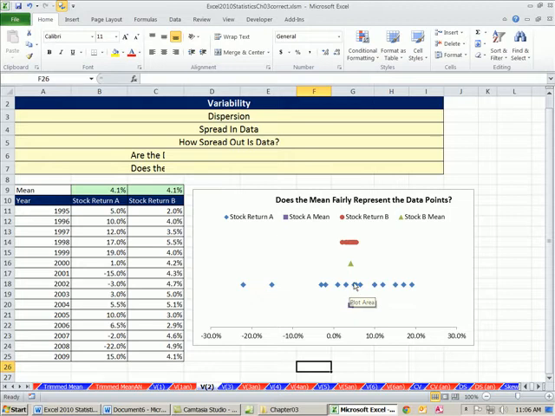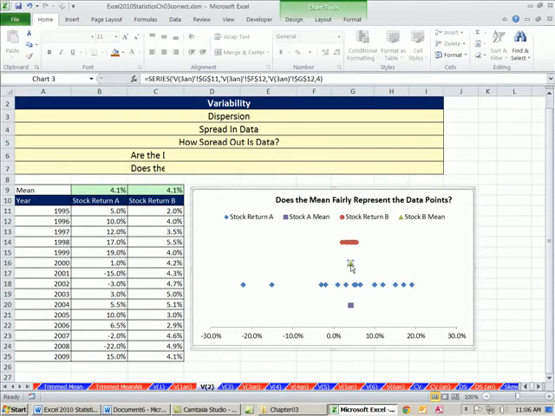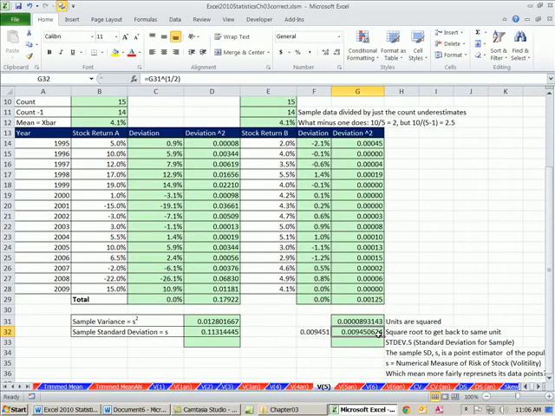And there it is. So now we have a numerical measure. Our numerical measure for this stock B showed us that there is much, much less variation in the data points here than there is for stock A. All right, so standard deviation.